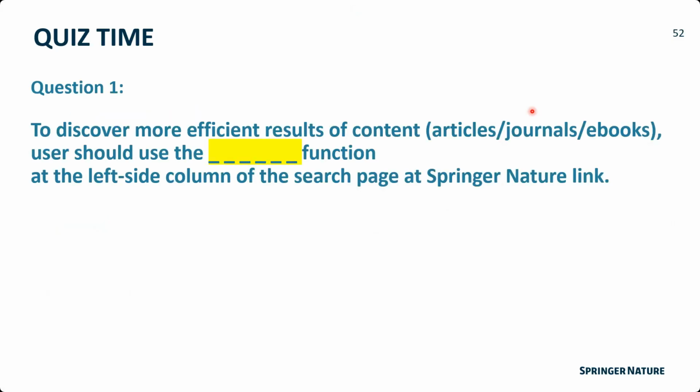To discover more efficient results of content, articles, journals, ebooks, users should use what function at the left side column of the search page at Springer Nature Link? Anyone here in the room? What function? Almost there. Something search. Try to think of search. Advanced search? Almost there as well. No, not advanced search.